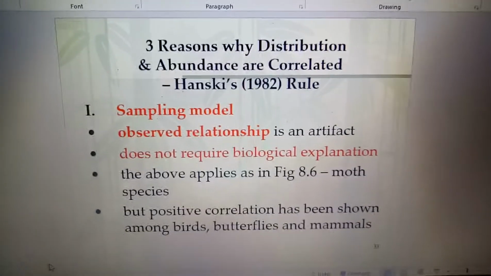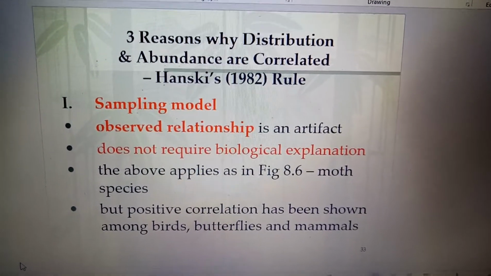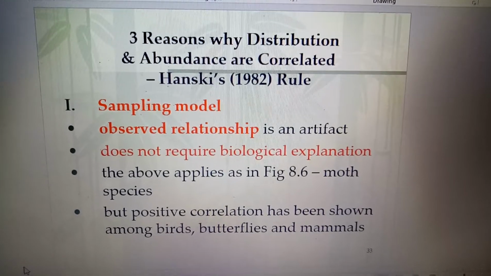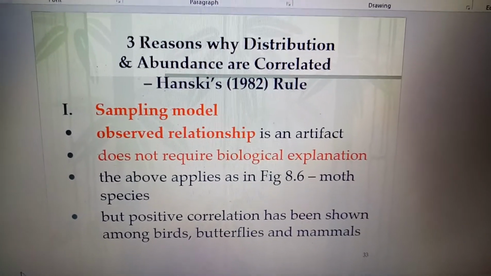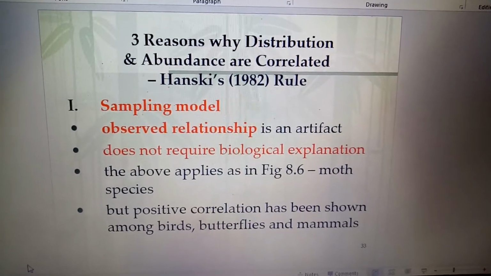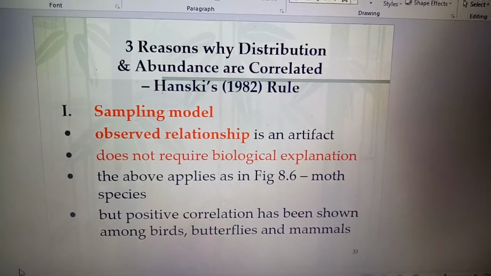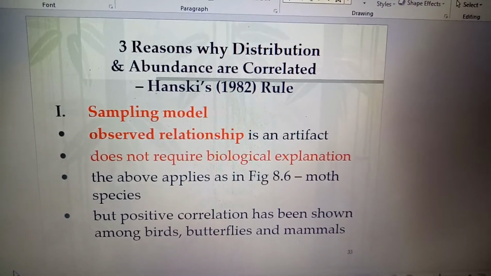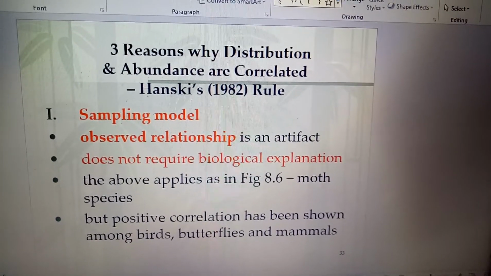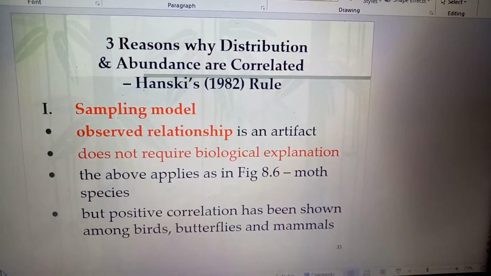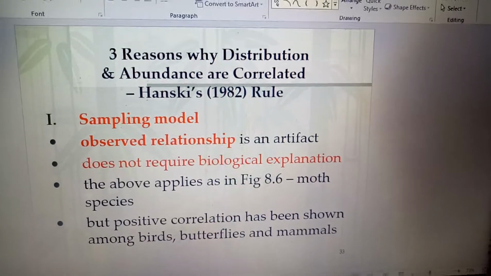Let's take a look here at three reasons why distribution and abundance are correlated, by Hanski's 1982 rule. Guys, please make sure you know how to recall this rule. Reason number one is the sampling model. What's that? The observed relationship is an artifact and does not require biological explanation. The above applies as in figure 8.6 about moth species, but positive correlation has been shown among birds, butterflies and mammals.